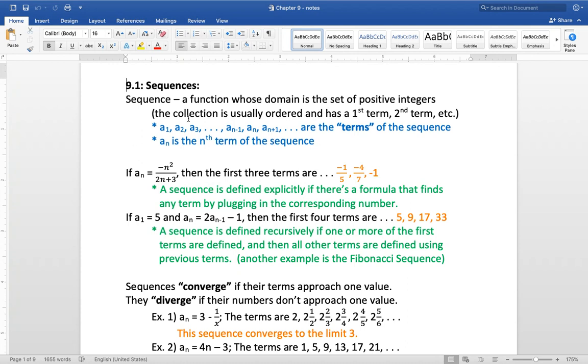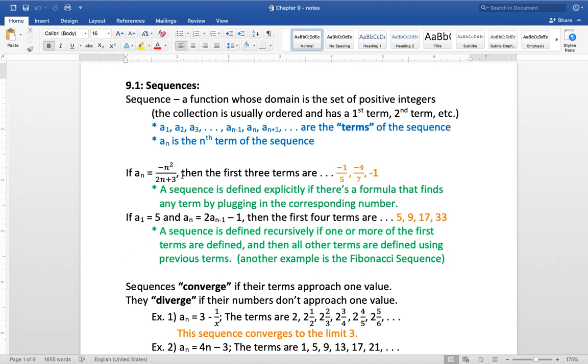chapter 9. Second of all, the important thing to know is that these values right here, a sub 1, just means the first term in the sequence. A sub 2 is the second term in the sequence, and so on, all the way up to a sub n. That's a common one. That just means the nth term. We use that when we're trying to generally describe something.